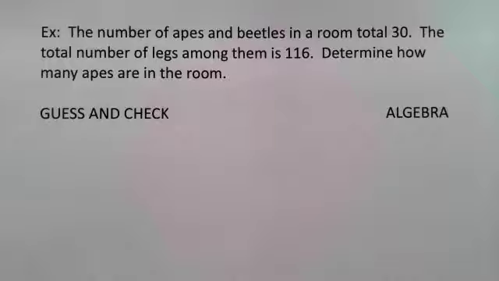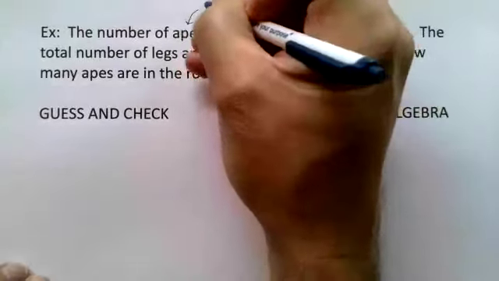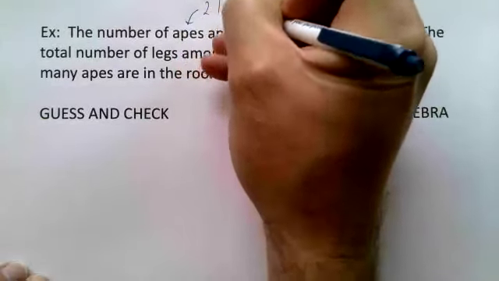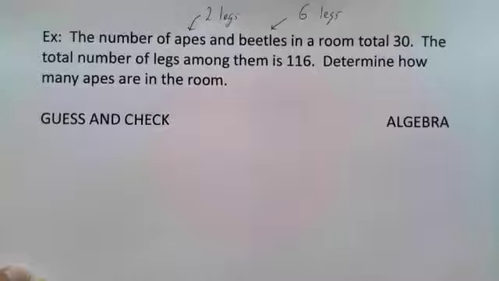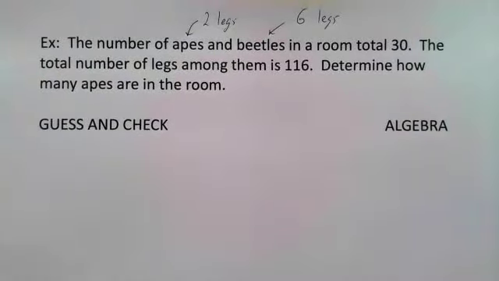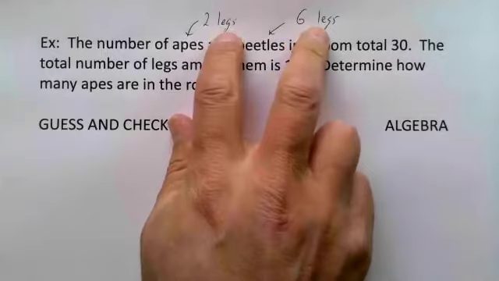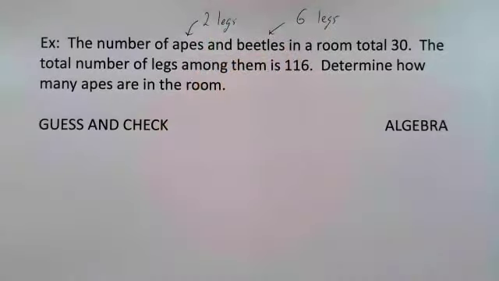Now, of course, for this problem, we need to know how many legs these animals have. I think we probably already know 2 legs there. I'm going to tell you that a beetle has 6 legs. If this was a test question, of course, I would probably let you know that information. I wouldn't necessarily expect you to know things like that. So if this was a test question, don't worry, you'd probably be told how many legs these things have each. Let's guess and check our way to the answer.